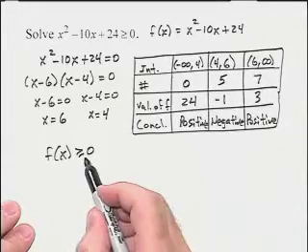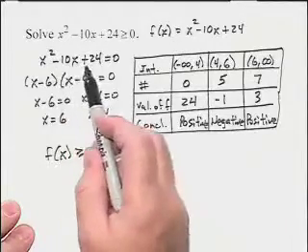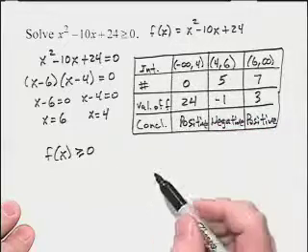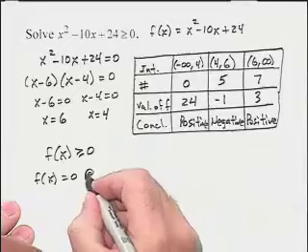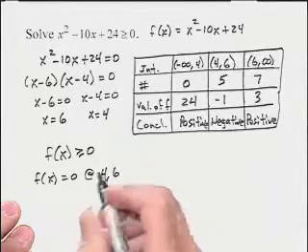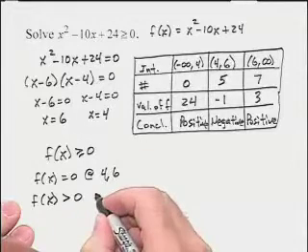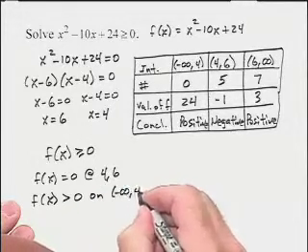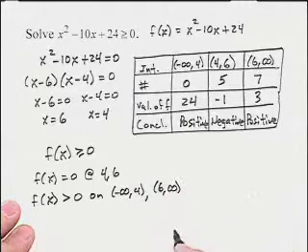We also need to know where the function is equal to 0. We actually solved that right here when we set f of x equal to 0 to find our breaking points for the real number line. So we can say that f of x is equal to 0 at 4 and 6. F of x is greater than 0 on the interval negative infinity to 4 and the interval 6 to infinity.